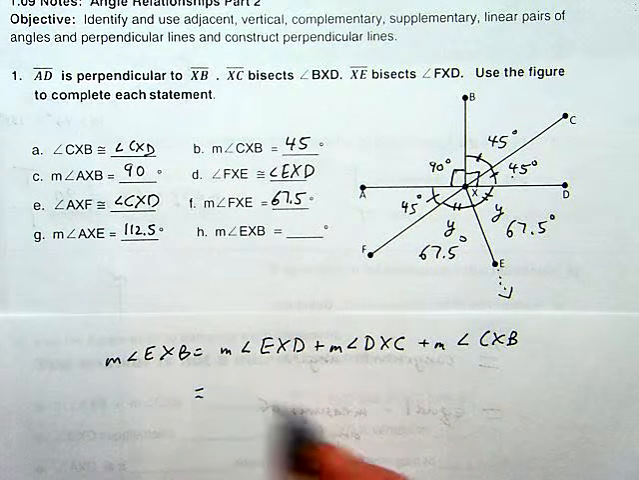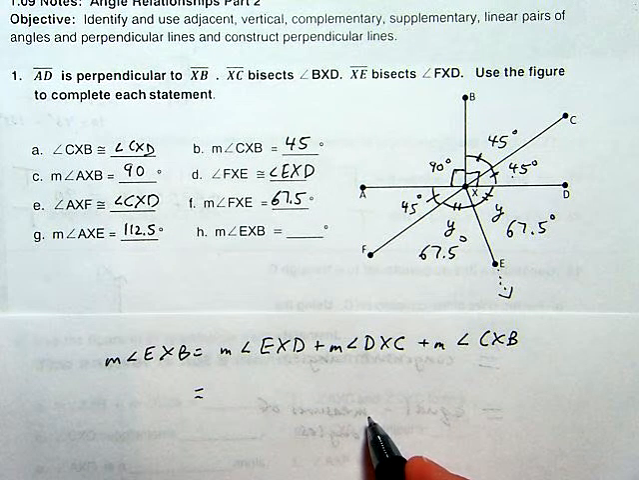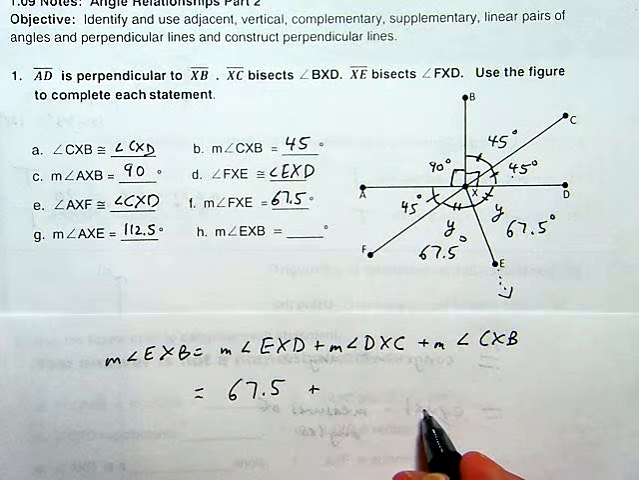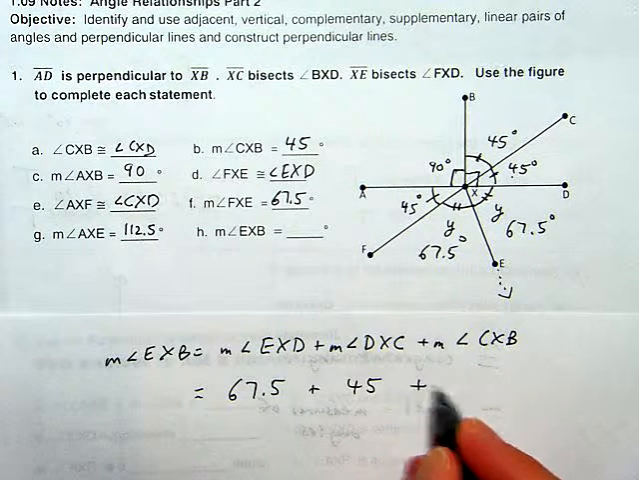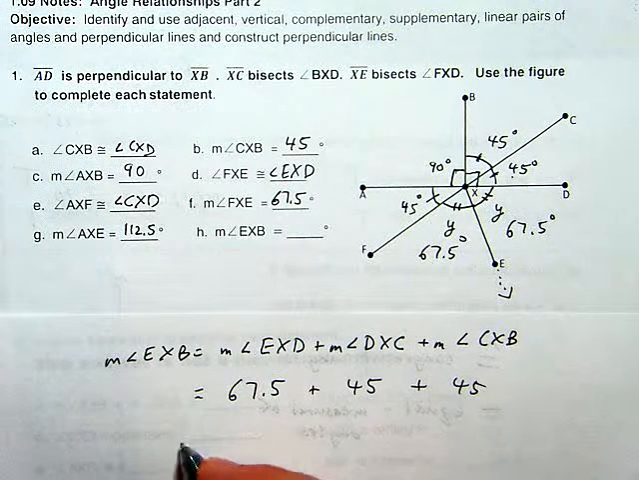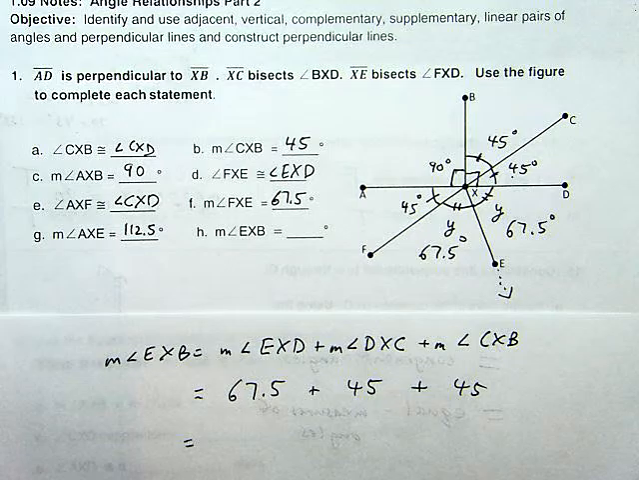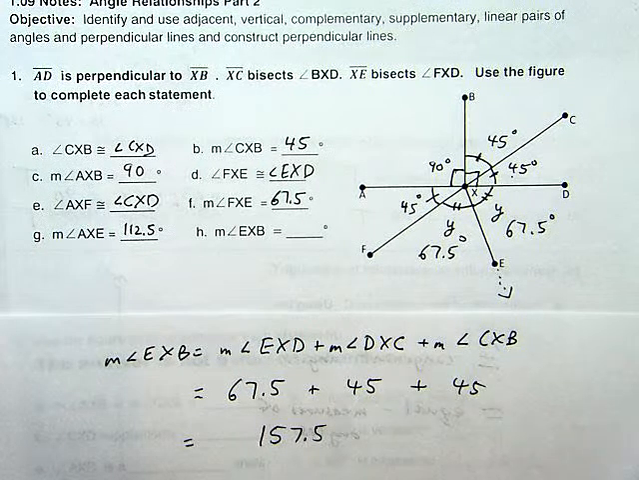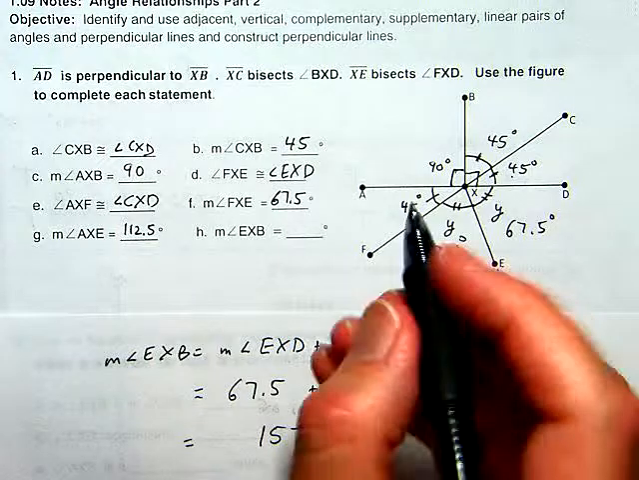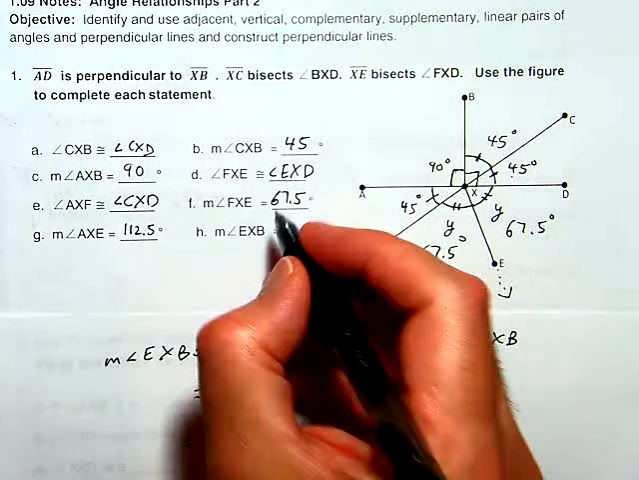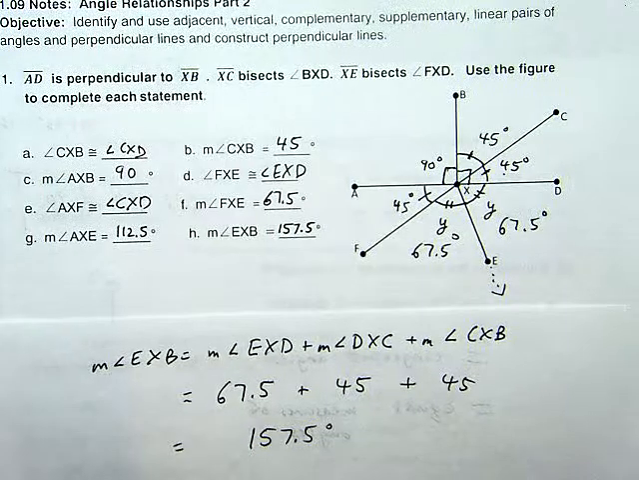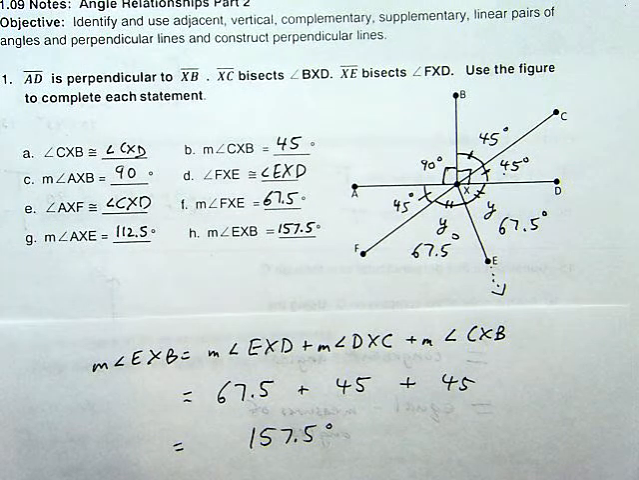So now we know the measurements of each of these. EXD is 67.5, DXC is 45, and CXB is 45. And when we add them all together, we get 157.5 degrees. So therefore, the measure of EXB is 157.5 degrees. Okay, good. In the next video, we will continue on with questions.